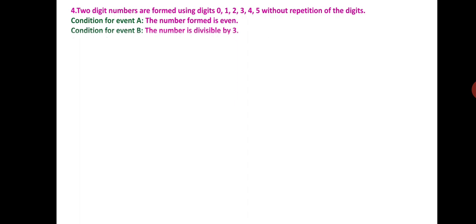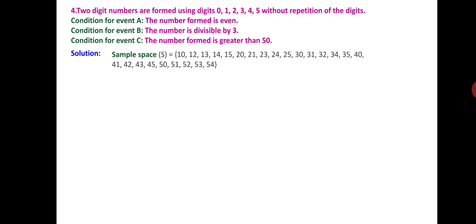Now problem 4. 2 digit numbers are formed using 0, 1, 2, 3, 4 and 5 without repeating of the digits. Means 1 1, 2 2, it should not get repeated. So first, the number formed is even. Second, the number is divisible by 3. Third, the number formed is greater than 50. So let us write first the sample space.